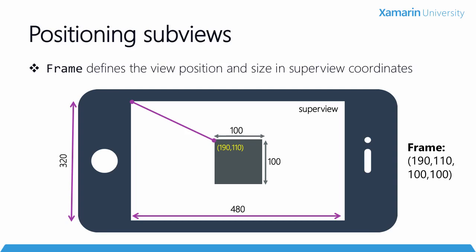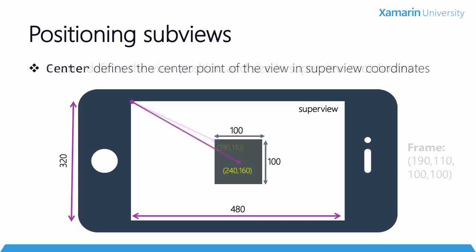Notice that the defined rectangle defines the top left corner and the size, both relative to the superview's coordinate system, so that XY is actually in superview coordinates. The center property is the center point of this subview, also in that parent coordinate system. So since we have a 480 by 320 area, and we've centered this 100 by 100 square in that area, our center point would be 240 by 160. So this is again calculated from the origin of the superview, which again is the top left corner.